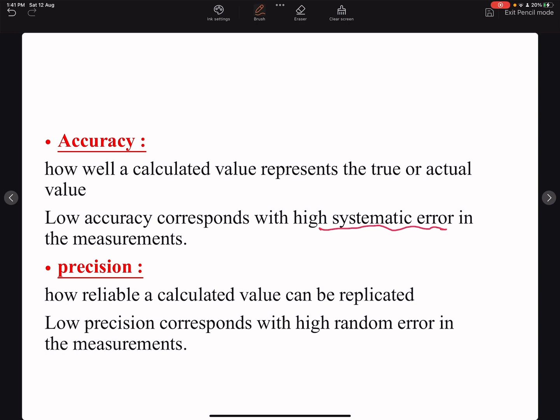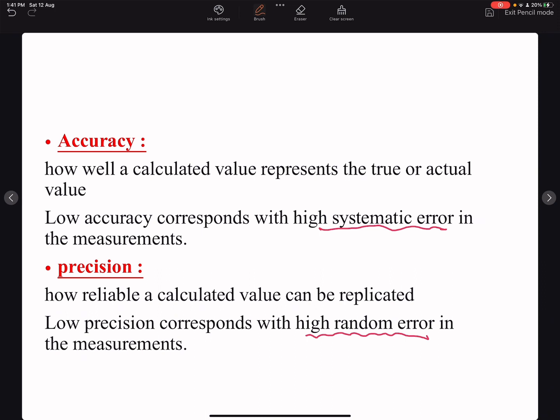While the precision is how reliably a calculated value can be replicated. So if we can have the same result after repeating the test, then we have a precise test. Low precision corresponds with high random error in the measurement. So it is associated with random errors. The precision is associated with random errors, while the accuracy is associated with systemic errors.